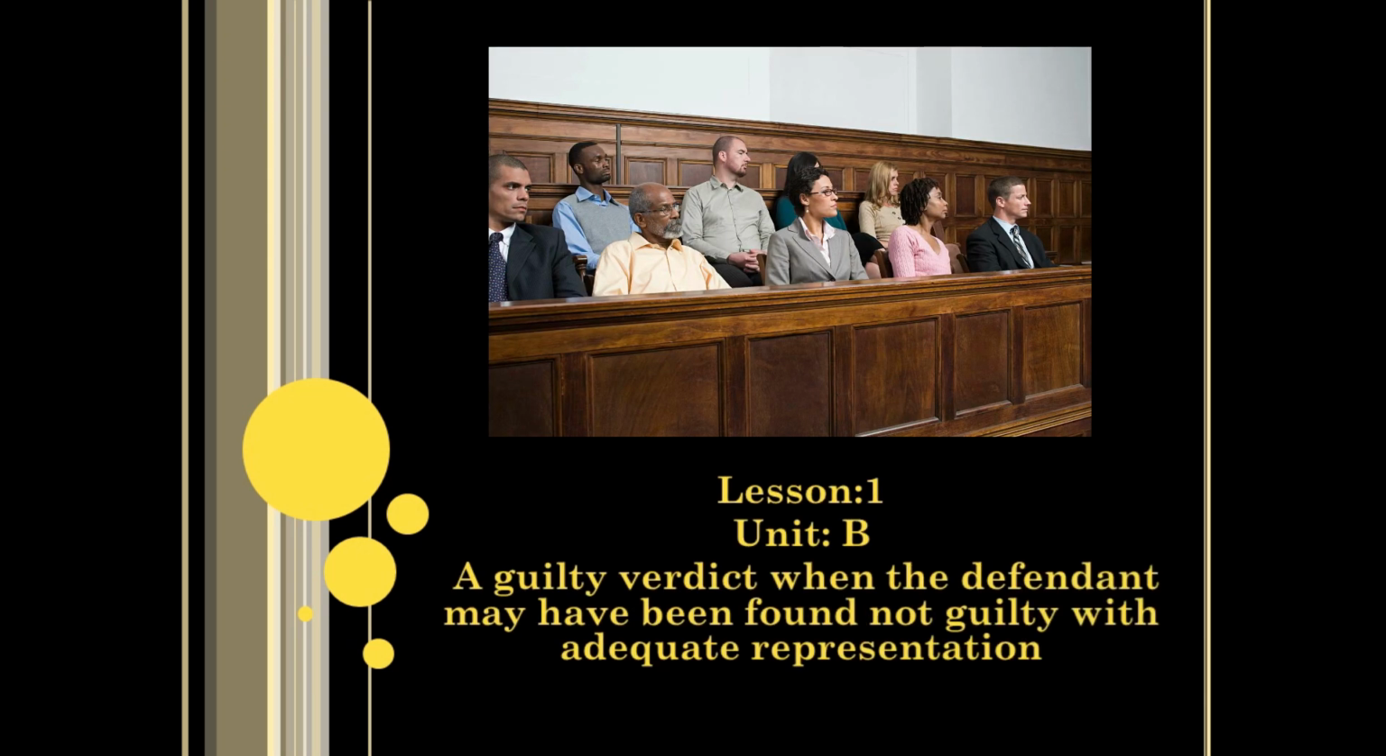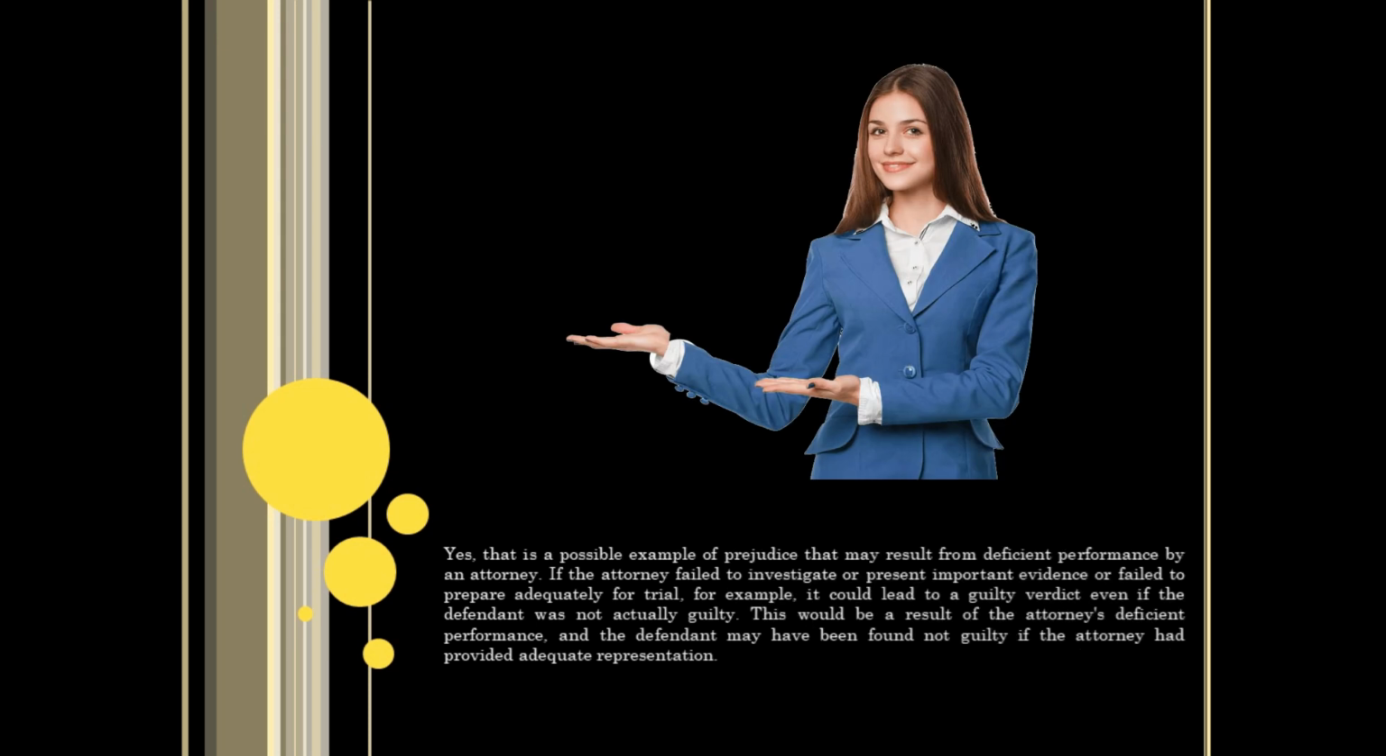Lesson 1. Unit B. A guilty verdict when the defendant may have been found not guilty with adequate representation. Yes, that is a possible example of prejudice that may result from deficient performance by an attorney. If the attorney failed to investigate or present important evidence or failed to prepare adequately for trial, for example, it could lead to a guilty verdict even if the defendant was not actually guilty. This would be a result of the attorney's deficient performance, and the defendant may have been found not guilty if the attorney had provided adequate representation.